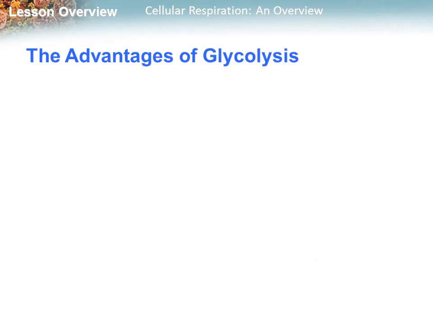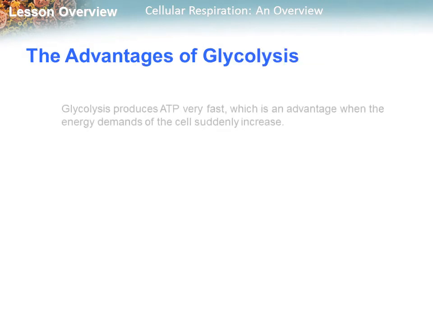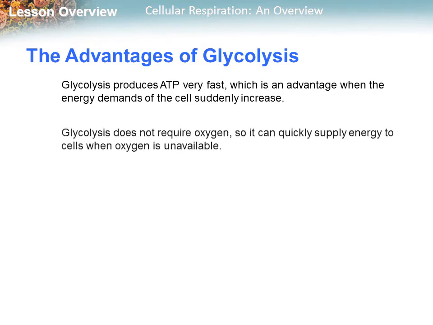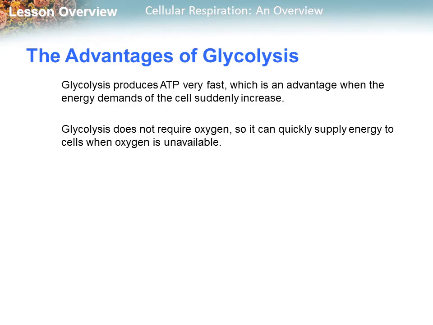Okay, now the advantage of glycolysis. Glycolysis produces ATP very fast, which is an advantage when the energy demands of the cell suddenly increase. Another advantage is that glycolysis does not require oxygen, so it can quickly supply energy to cells when oxygen is unavailable.